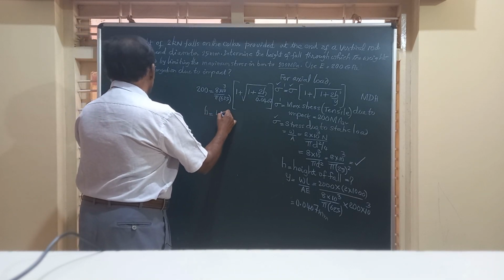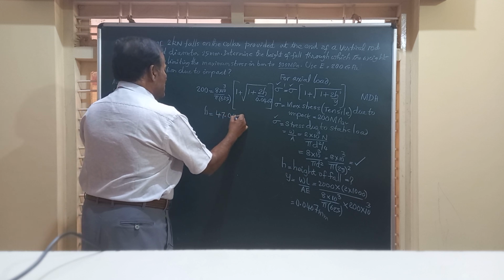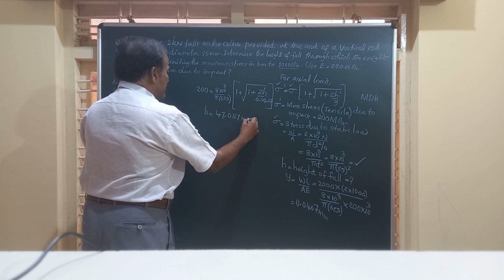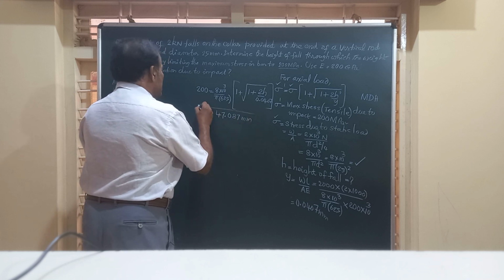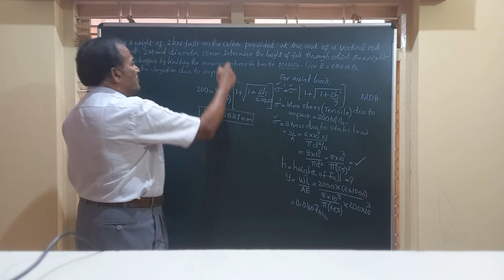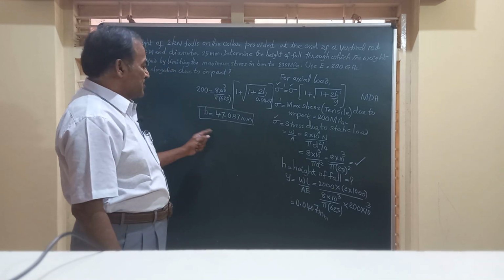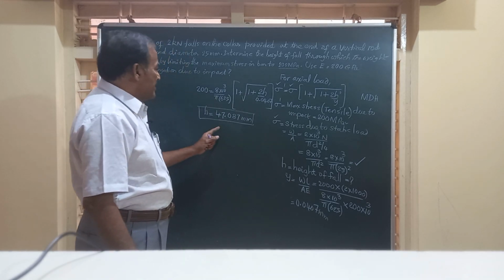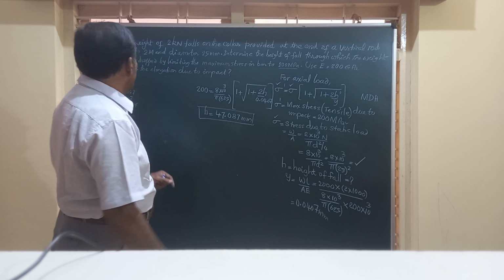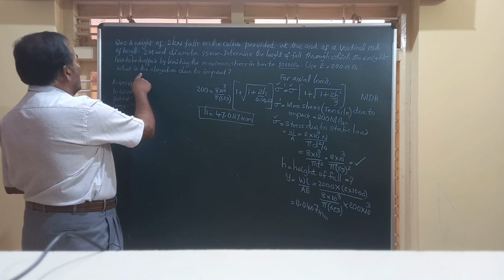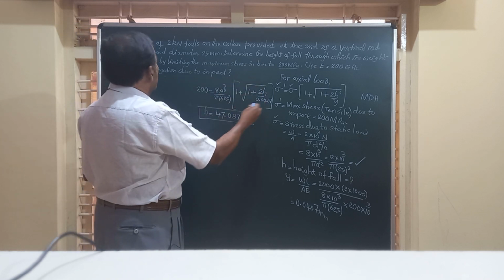H is equal to 47.087 millimeter. That is the height from which the load has to be dropped onto the collar so as to produce a deflection. So this is the height of the fall, and we are also asked to find out what is the elongation due to impact.